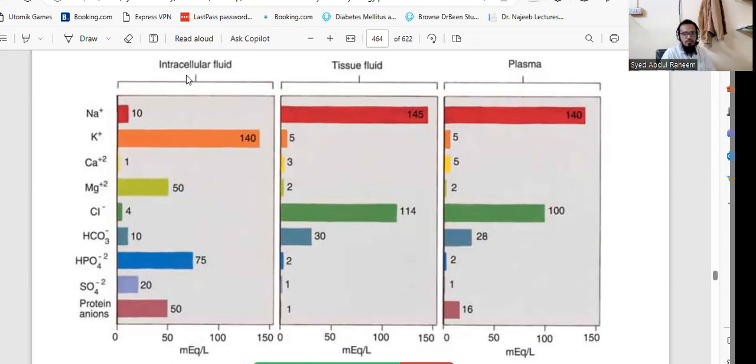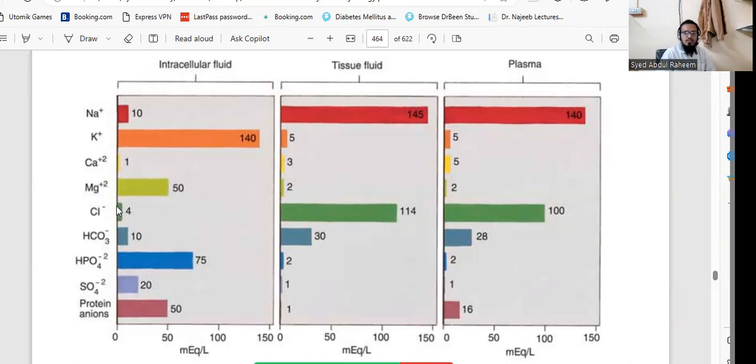So intracellular fluid, in the cell fluid, in the tissue fluid, in the plasma. This is blood mostly. Cellular fluid, tissue fluid. Okay. So here sodium is 10%, potassium is more. Sodium is high outside the cell. In the plasma, it is also high, but potassium is less. Calcium is less in intracellular fluid, 1%. Here 3%. Here 5%. Magnesium is high in intracellular fluid, and here 2%, 2%.